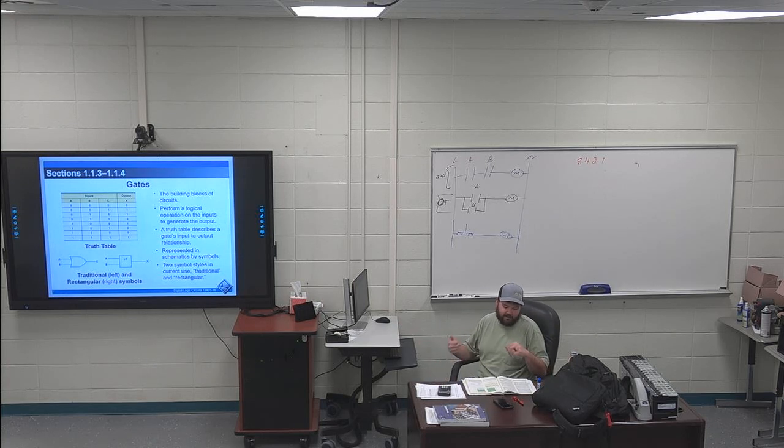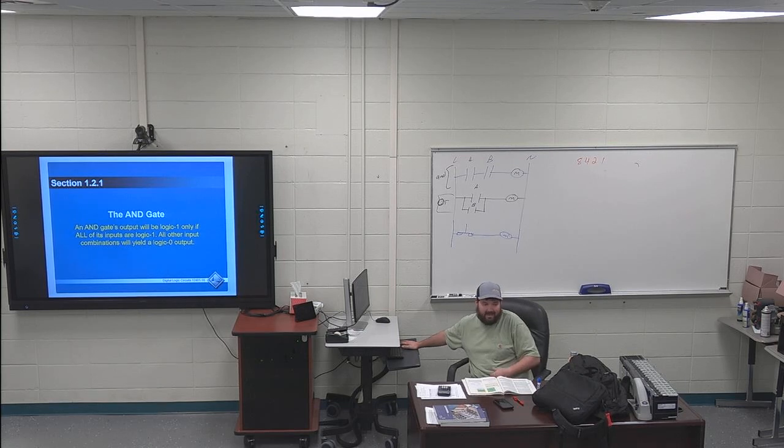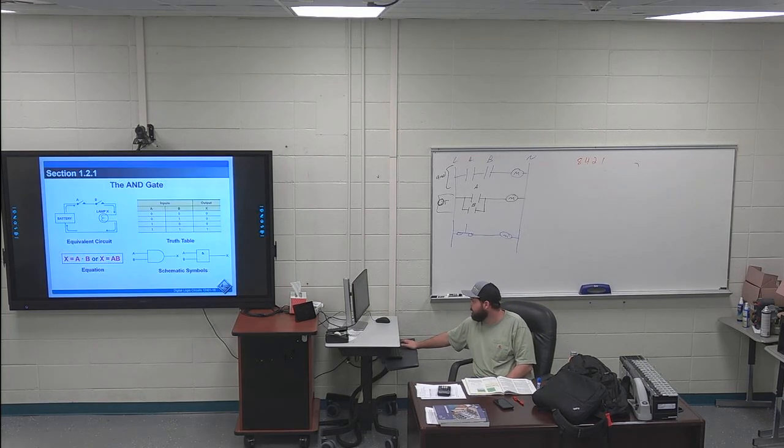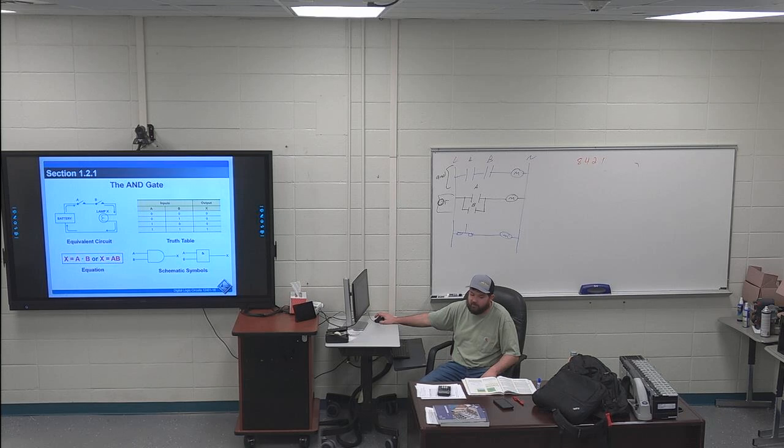Going through the gates, 1.2.0 Basic Gates, moving on to 1.2.1, the AND gate. This is the first gate that we're going to talk about. First sentence is highlighted. The AND gate is a device whose output is a logic 1 only if both of its inputs are also logic 1. For all of these different gates, you need to know the schematic symbols, how to read through the truth table, as well as an equivalent circuit.